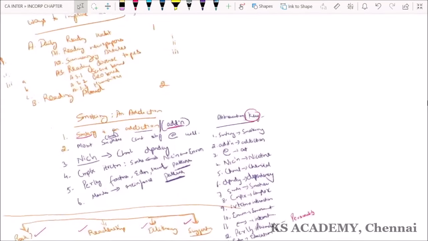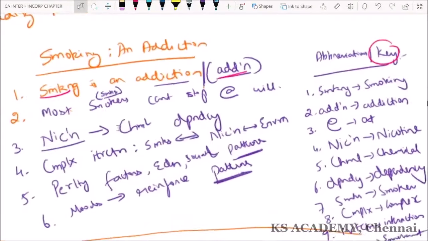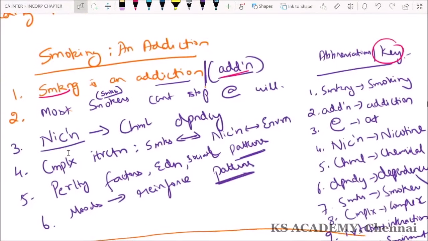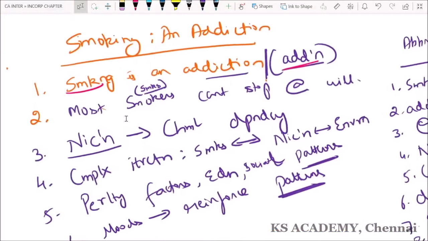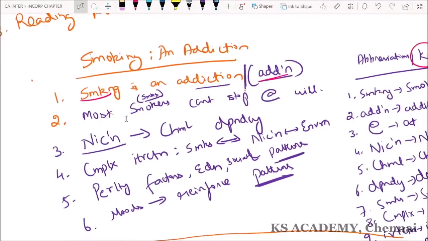So guys, very simple. You can write like this one. First, smoking. There is nothing extra here, honestly speaking. It's just an indicative answer, okay? So first is what? Smoking and addiction. That can be the heading, because they are only talking about smoking being an addiction.